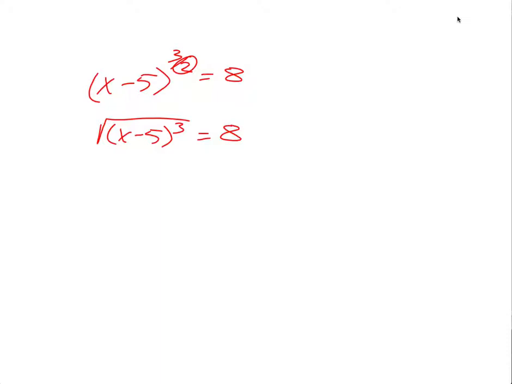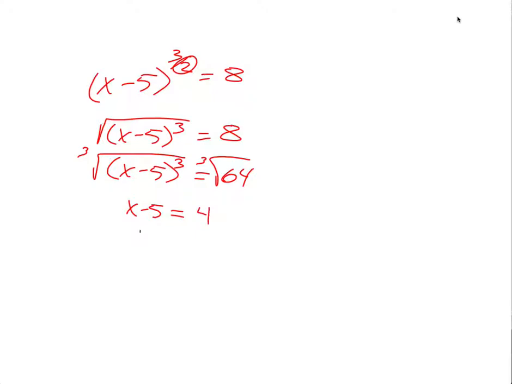So what do I want to do now? Square both sides. So x minus 5 cubed equals 64. Then what do I want to do? Take the cube root. So that gives me x minus 5 equals the cube root of 64, which is 4. Add the 5 over, I get 9.